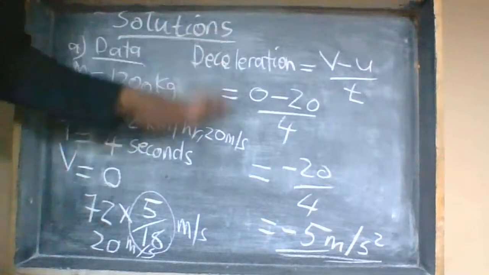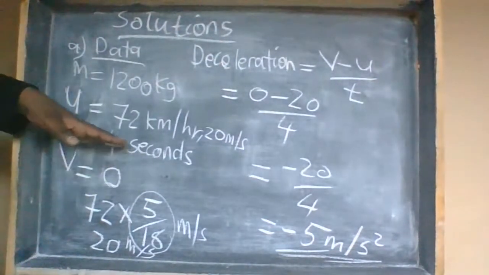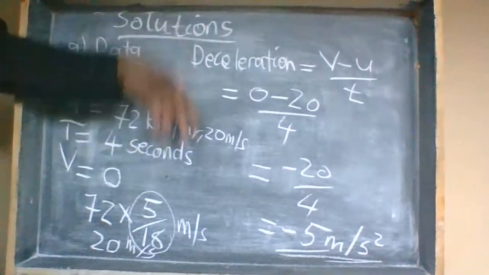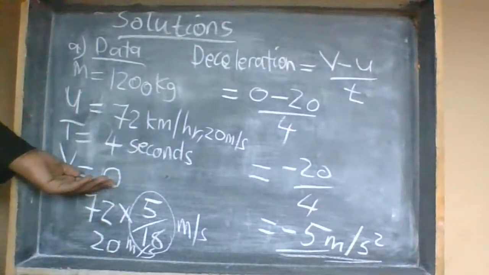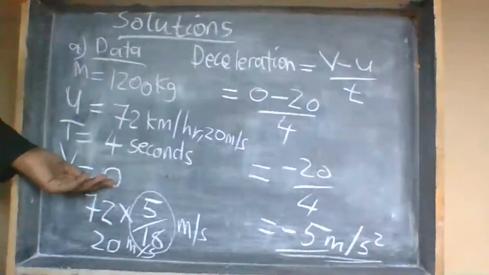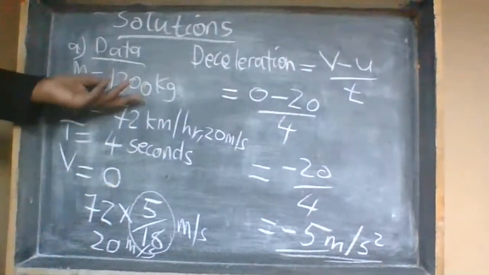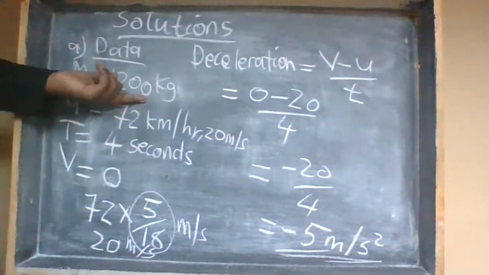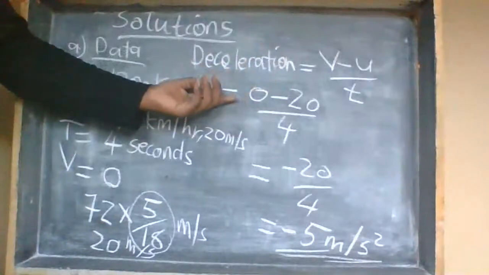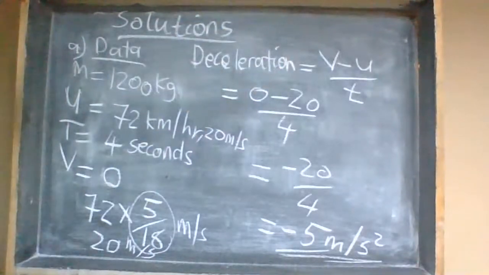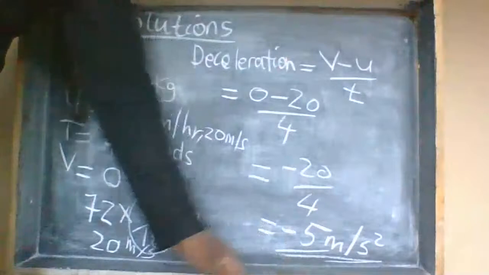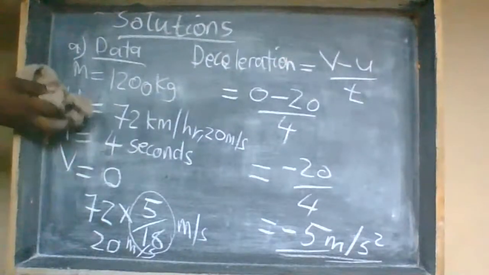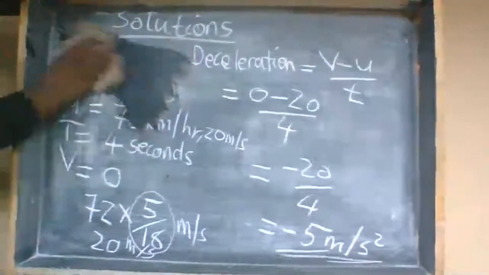Deceleration means reducing the speed. As we saw in the question, the car was moving at 72 kilometers per hour and then it reduced its speed to zero. It went up to rest. It stopped. Therefore, by reducing the speed, we are forced to find the deceleration. By increasing the speed, we would be forced to find the acceleration. Therefore, we use the same formula. That is our deceleration. Okay, that is our part A.